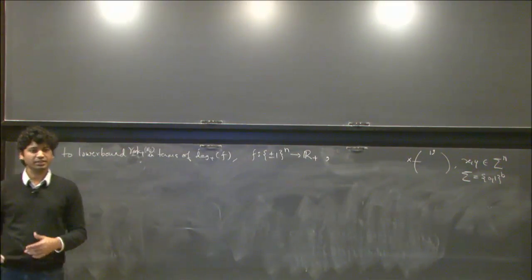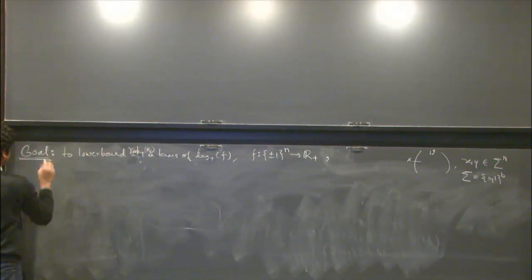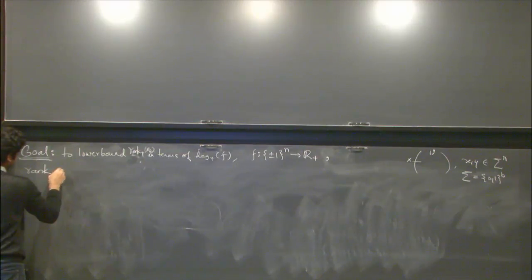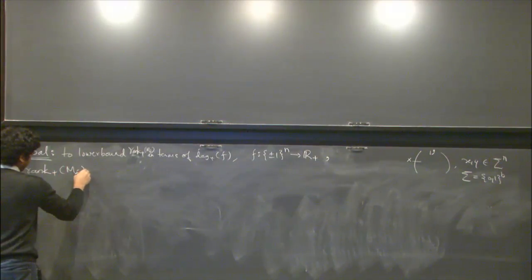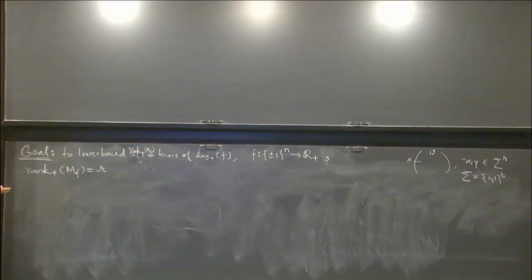Good, great. So what we're going to do is work in the contrapositive. We're going to assume that MF has a small non-negative rank, and derive that the non-negative degree of the function f should be small. So let's say that the rank plus of MF is some small r. This is visible, right? Yeah.